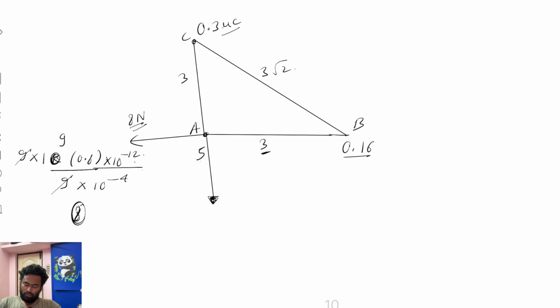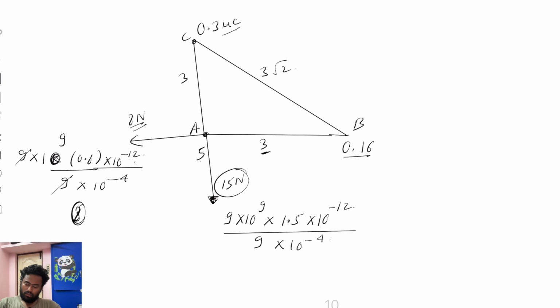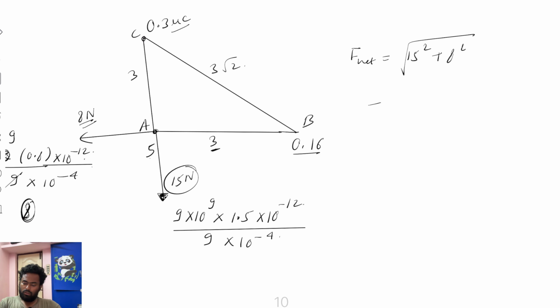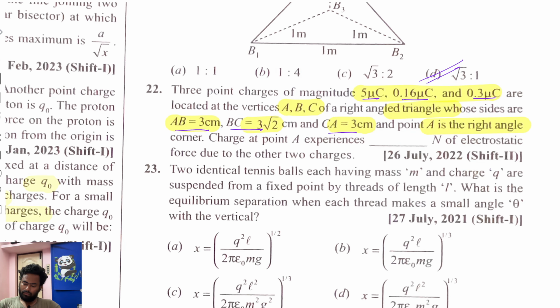This downward force will be how much? 9 into 10 to the power 9. Product of charges how much? 5 into 3, 1.5. 10 to the power minus 12 upon distance square. Again 9 into 10 to the power minus 4. So it will come out to be how much? 15 Newton. So what is the net force? Net force will be root over 15 square plus 8 square. So I think it will become 17 Newton. Okay. 15 square, 8 square, 17 Newton. Okay. Next question.